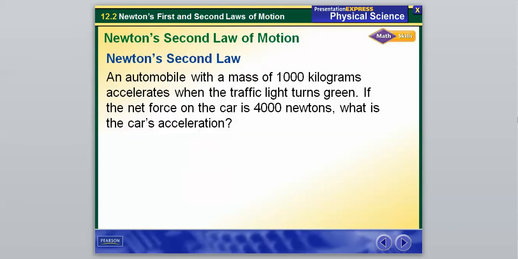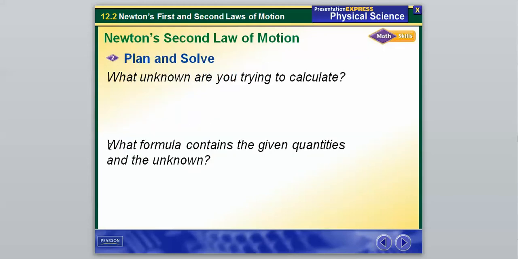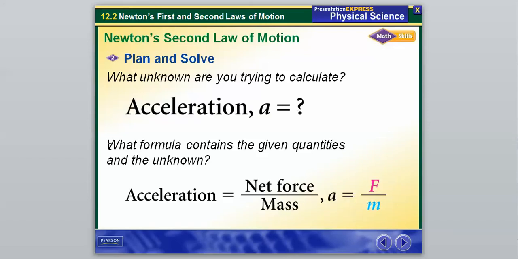Again, it's pretty easy to see: 1,000 kilograms for the mass, and the net force is 4,000 newtons. Our next step is what unknown are we trying to calculate, and what formula contains the given quantities. We're trying to figure out acceleration, and we've only been given one equation, so it's simple to see which one we need: acceleration equals net force divided by mass, or a equals F over m.